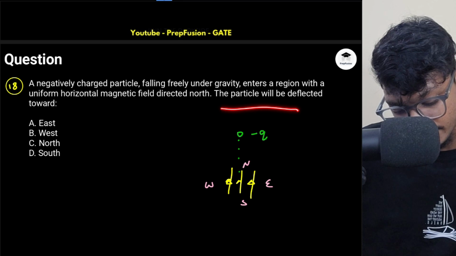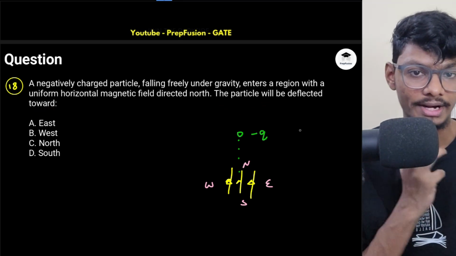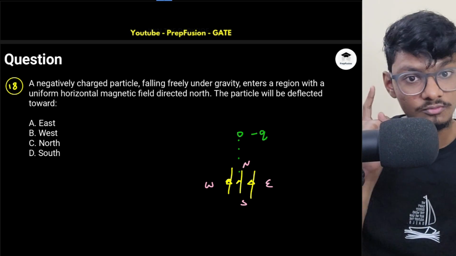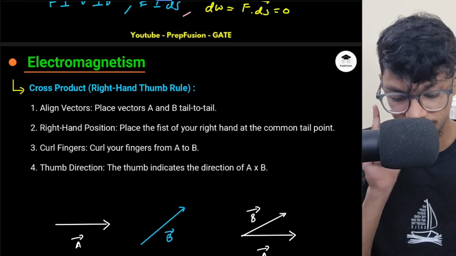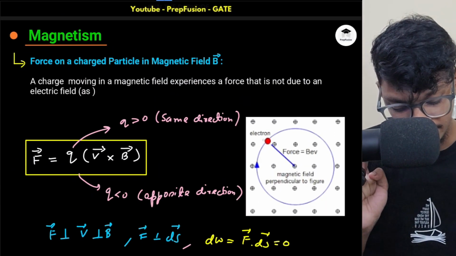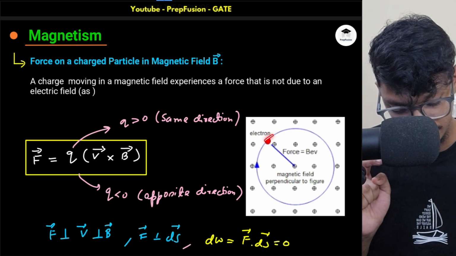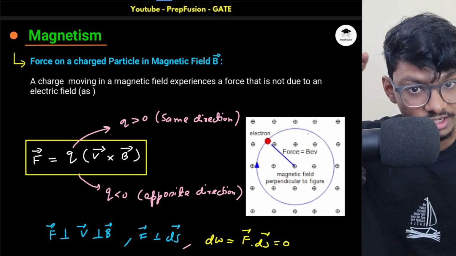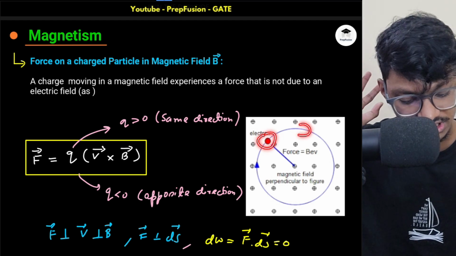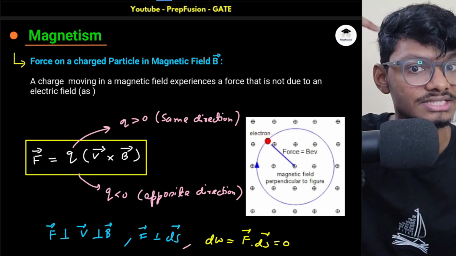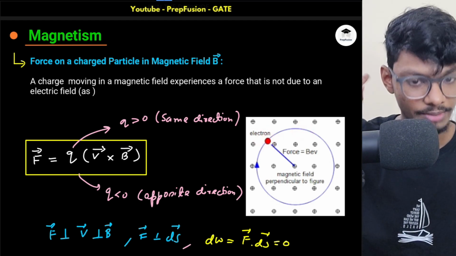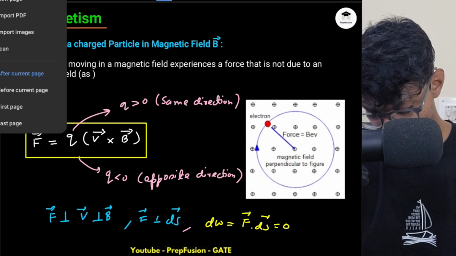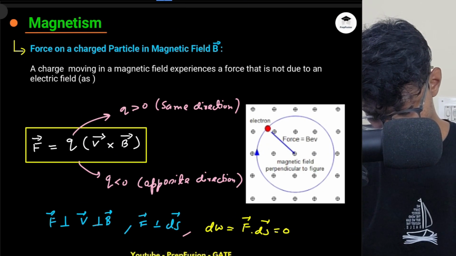The particle will be deflected. The magnetic field can only deflect the particle, but will not change the magnitude of the velocity. Initially it was here, it will change its direction, but the speed won't change. Whatever the speed here, the same speed will be here. It cannot accelerate the particle. So I will write here one key point about magnetic fields.